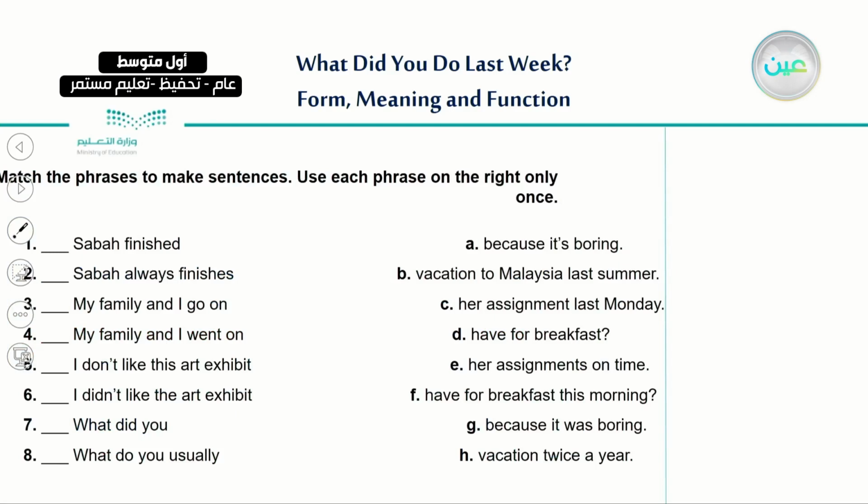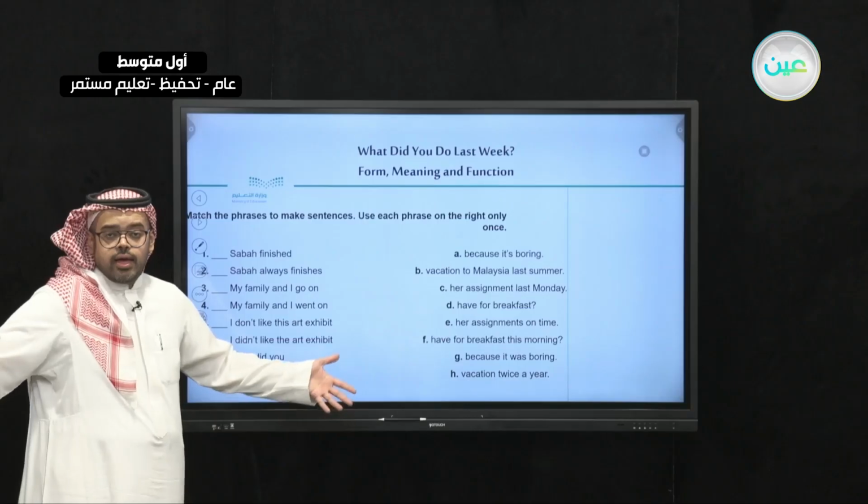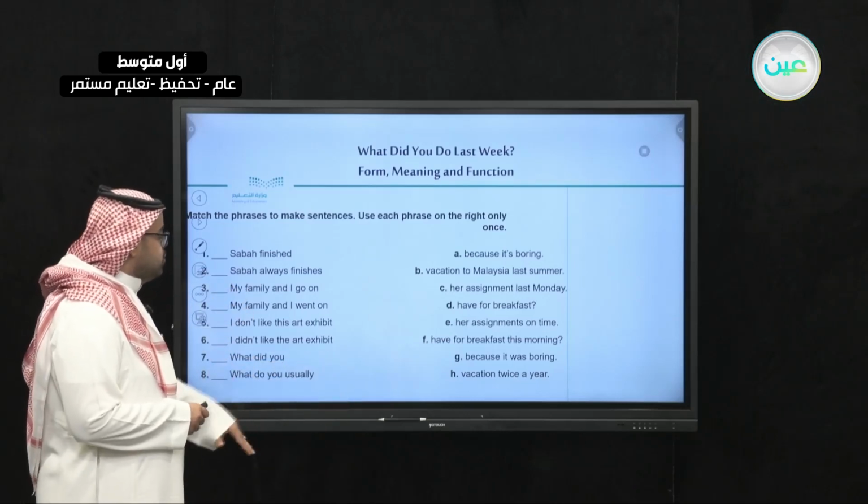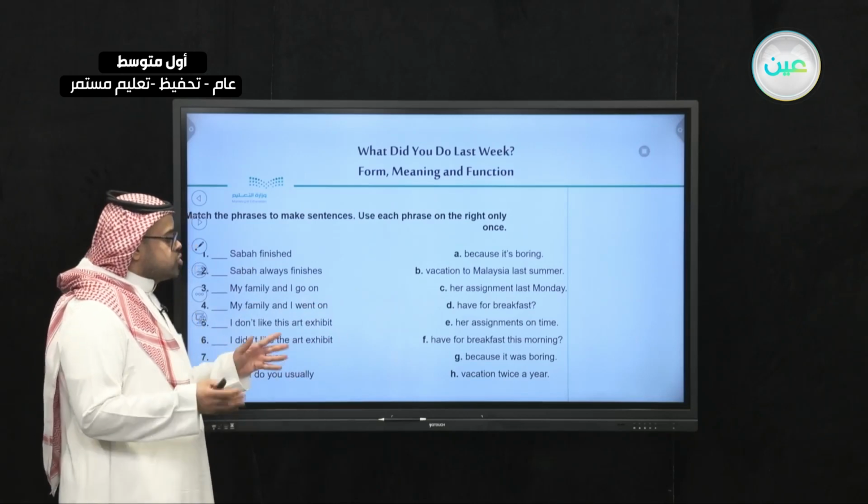Now, let's try to answer the first exercise. Match the phrases to make sentences, and we're going to use each phrase on the right only once. So on the left we have phrases, and on the right we need to continue these phrases to make a complete sentence. So let's start with the first one. Let me read these for you, and then we're going to try to match them.